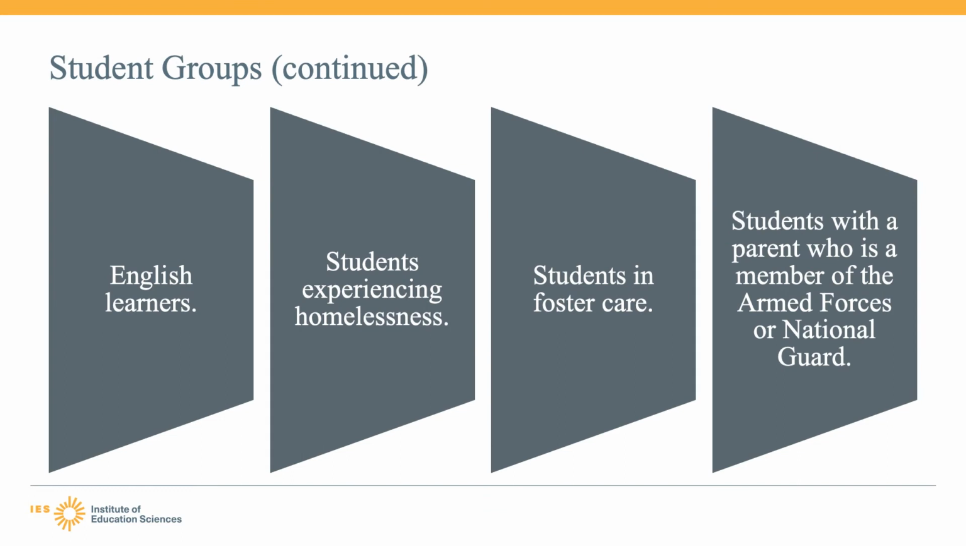Next slide. English learner students, students experiencing homelessness, students in foster care, and students with a parent who is a member of the Armed Forces or National Guard. So these are the different student groups that are outlined in ESSA, and they're required that we report on their performance. Next slide.